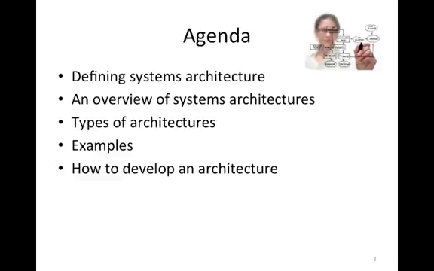We're going to start by defining what we mean when we talk about systems architecture. We're going to look at different types of architectures. We're going to look at some examples, and then we are going to talk about how exactly we are going to develop architectures for the systems that we are working on.